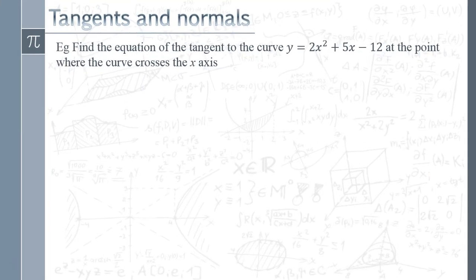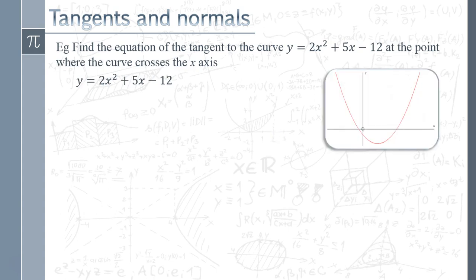So we've got to find the equation for the tangent to the curve at the point where it crosses the x-axis, and we've got that equation there, y equals 2x squared plus 5x minus 12. We should be familiar with the concept of a tangent. We should know that a tangent is a line that just touches the curve but doesn't actually cross it. And the most important principle we've got here is the fact that the gradient of the curve and the gradient of the tangent are the same at that particular point.